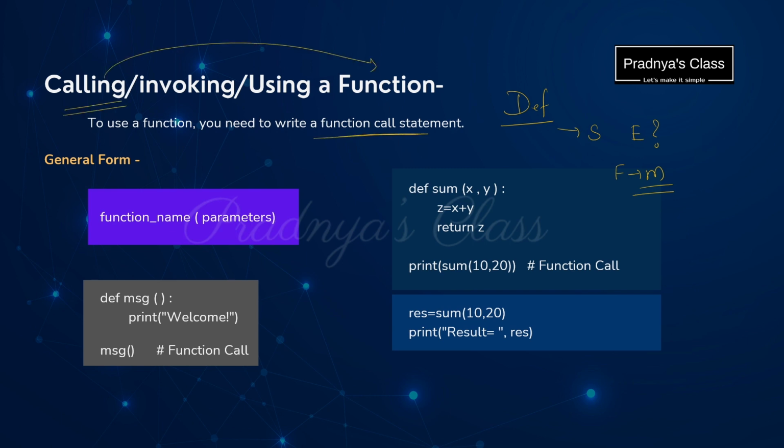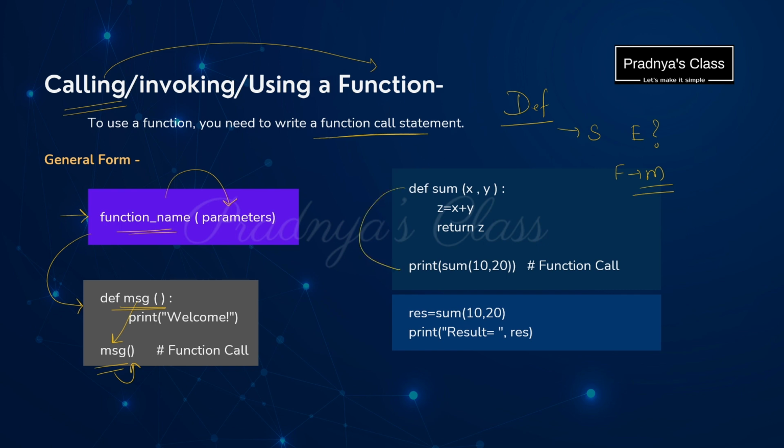We will be writing function call statement and the format is like this. We need to write the function name and the parameters which we need to pass to the function. With the example, we will check out how to call the function msg which we have created. We will be writing the name of the function followed by the brackets.